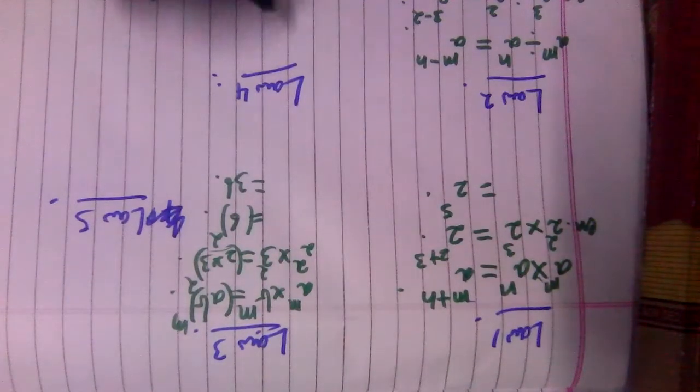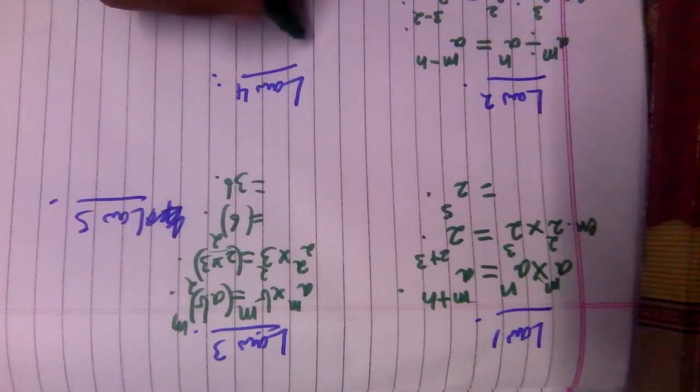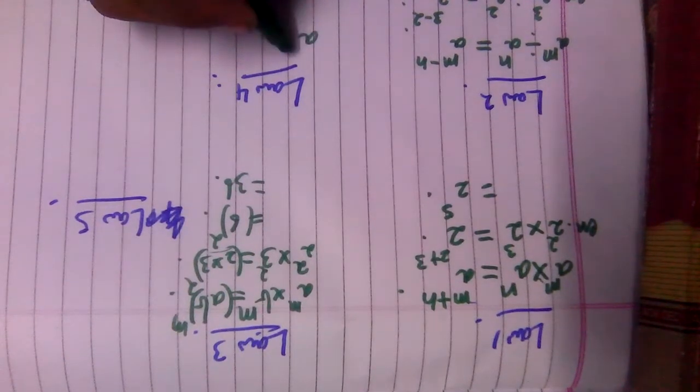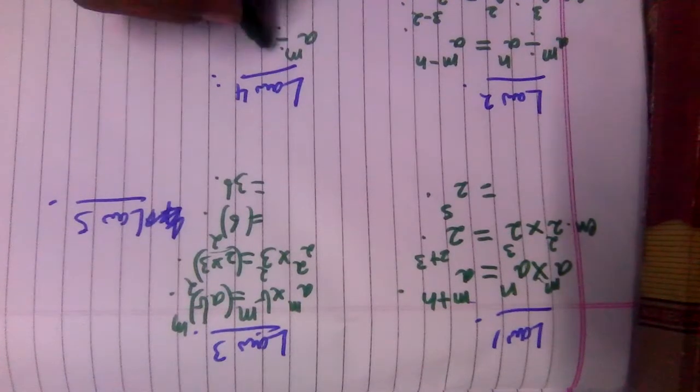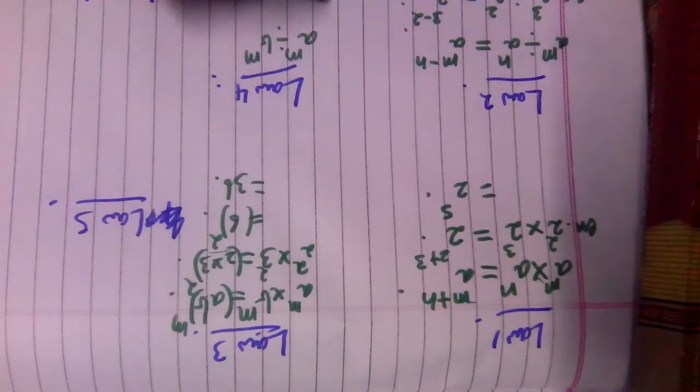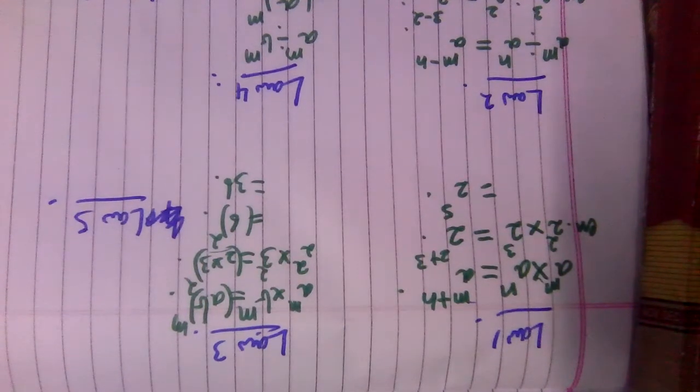Law 4 tells that a to the power of m divided by b to the power of m will be equal to a by b to the whole power m. For example, 2 to the power of 3 divided by 3 to the power of 3 will be equal to 2 by 3 to the whole power 3.